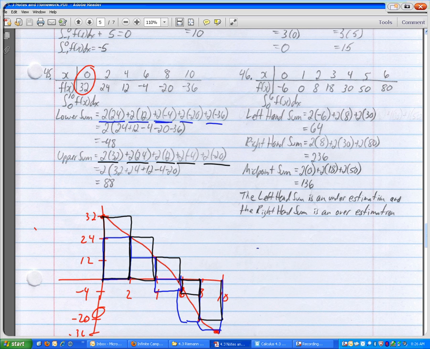And that's an AP type question. All right? It really is.